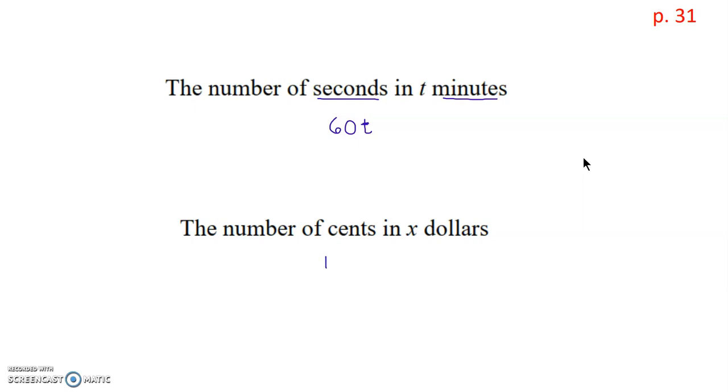And the second one, the number of cents in x dollars. Well, there's 100 cents in $1. So if we have x dollars, maybe $2, we're going to take 100 times 2. If it's $3, we're going to take 100 times 3. So we're just showing it as 100x.